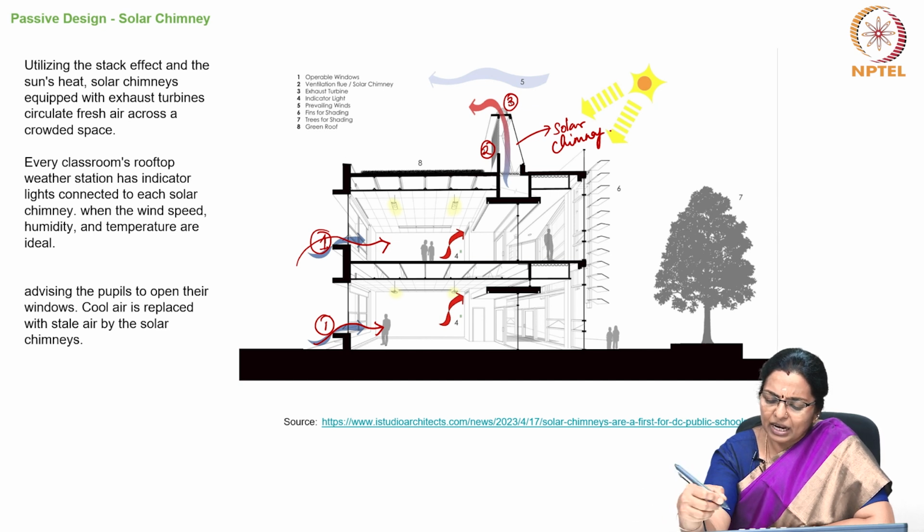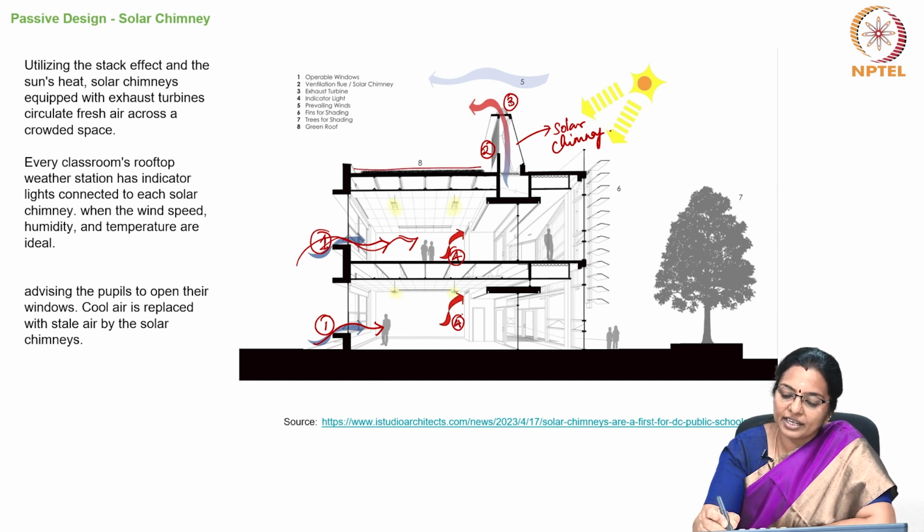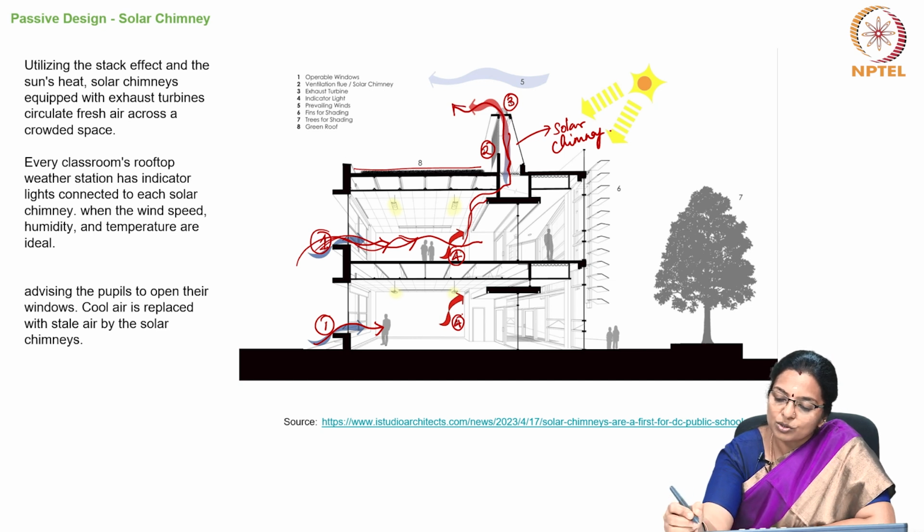Then there are other things like indicator lights, and then the prevailing breeze which flows in with fins for shading, and then there are other trees for shading and a green roof on top. So, the air moves in, and because of the chimney, the air is able to move out as the solar chimney.